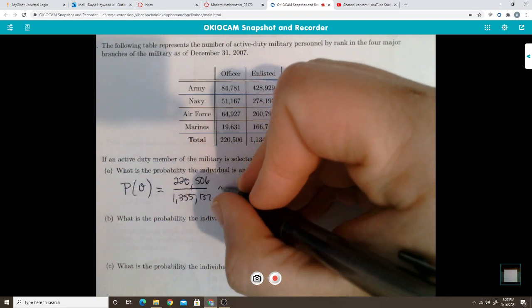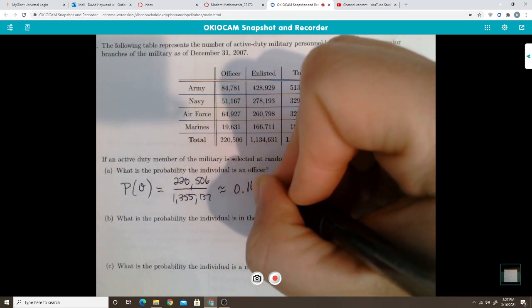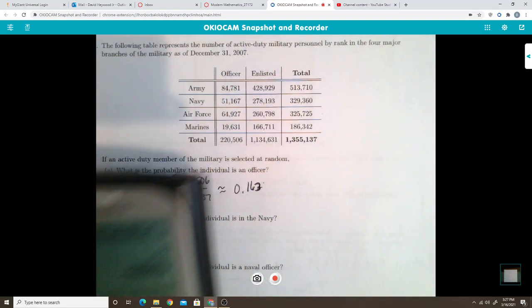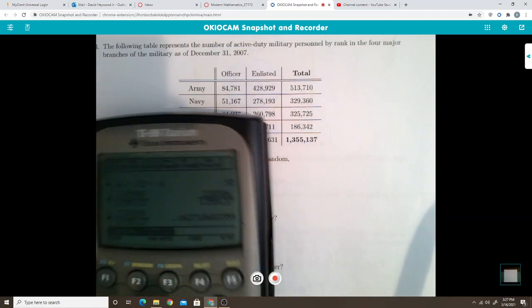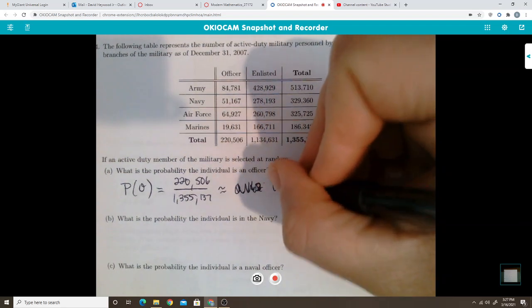So that comes out to about 0.162718, blah, blah, blah. So if I round to 3 decimal places, the next number is a 7, which is bigger than 5. So I have to bump that up to a 3. Oh, that's ugly. 0.163.